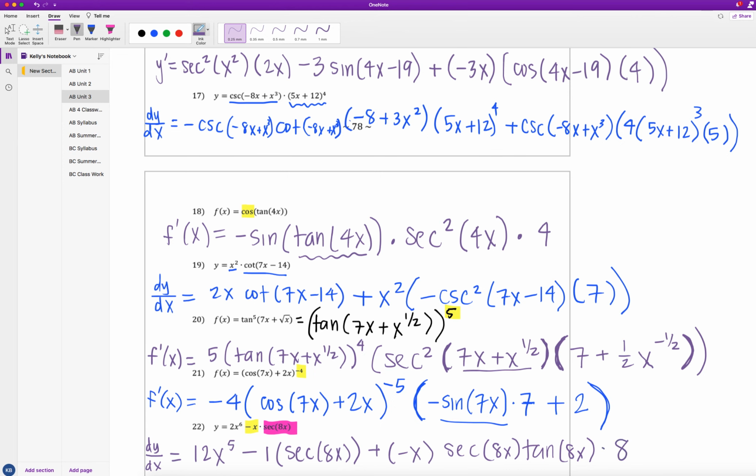So here on this last example, we did have to worry about a product rule with the negative x times the secant of 8x. So we just got to be careful that we have that product rule there, but the 2x to the 6 has nothing to do with our product rule since it is just being added to that other piece. So in this video, we went through lots of examples with different trig functions.